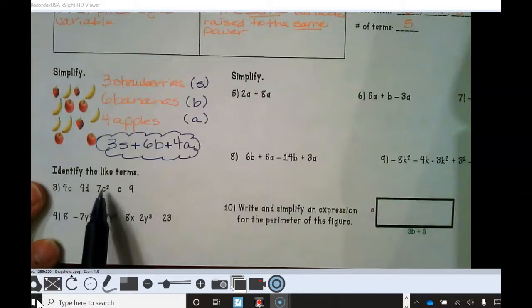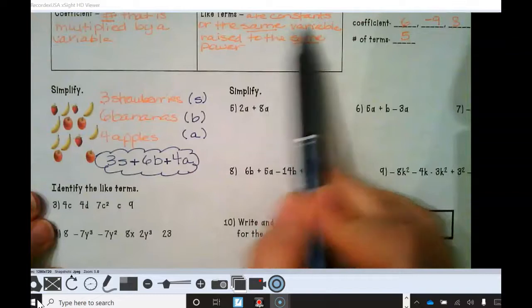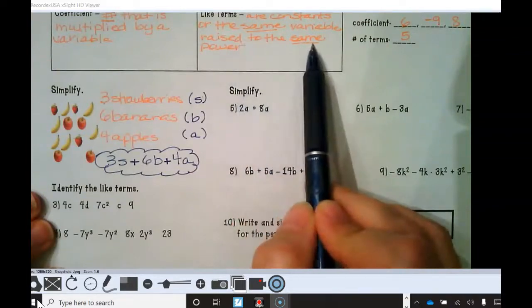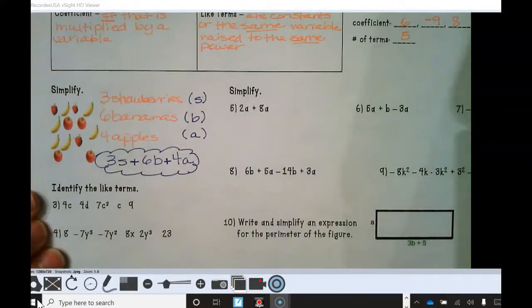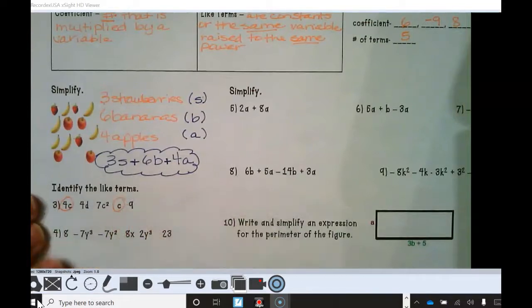These are C's, these are C's, these are C's. Okay, but the definition said same variable, well, we checked that, raised to the same power. Well, hello. We have a plain C and a C squared. They don't have the same power. So these two are not like terms. These are not to the same power, but the 4C and the plain old C are like terms because they have the same variable to the same power. You don't even need to worry about the coefficient. Okay? All right.